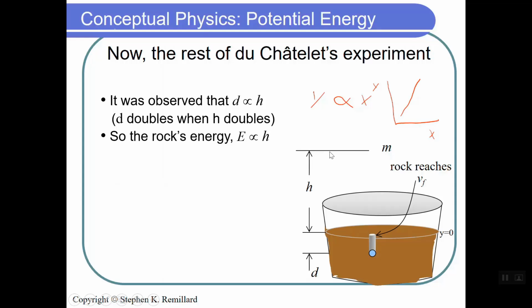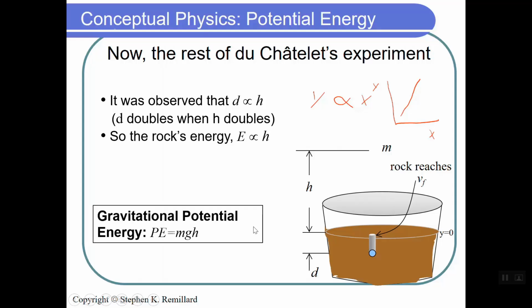So another experiment that would be reasonable to do would be to drop multiple pebbles of different mass from the same height and see what happens there. It turns out that if you double the mass of the pebble, you also double how deep it goes. So you double the height, you double how deep it goes. You double the mass, you double how deep it goes. You double either one, you double the energy. So there's an energy that's proportional to the mass and the height.